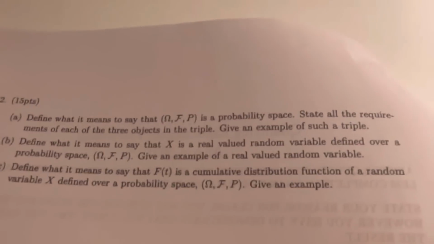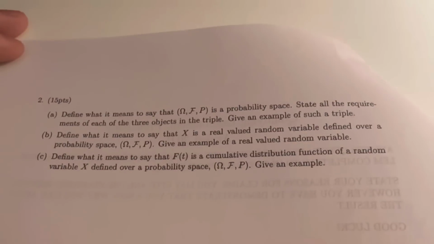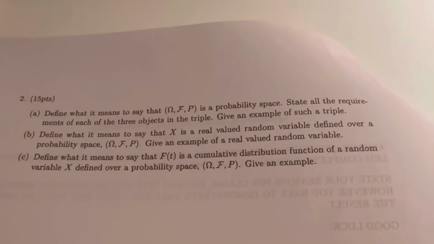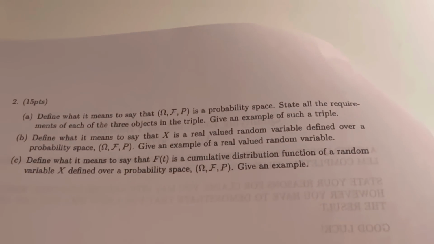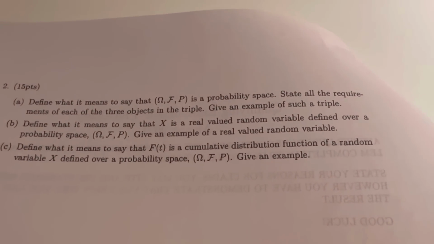Okay, problem 2. 15 points. Define what it means to say omega, F, P is a probability space. Okay, so already they're asking for more definitions. State all the requirements for each of the three objects in the triple. Give an example of such a triple.